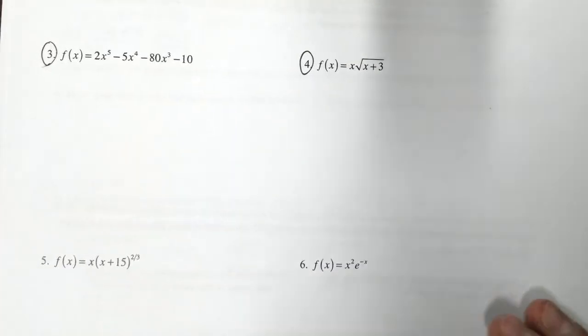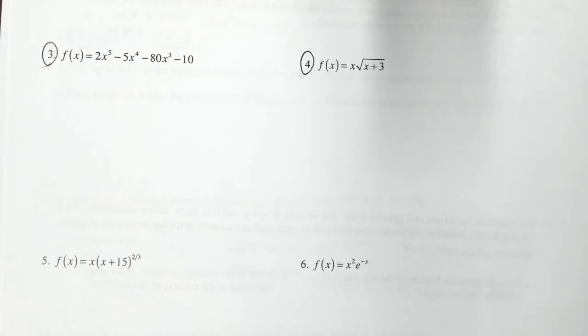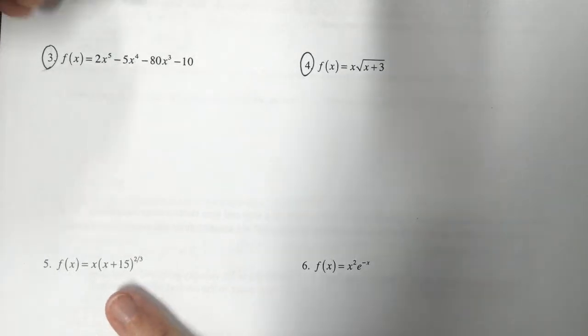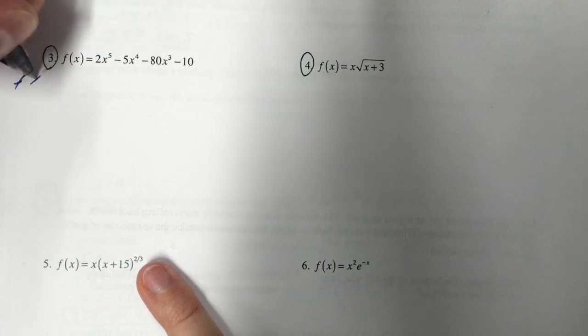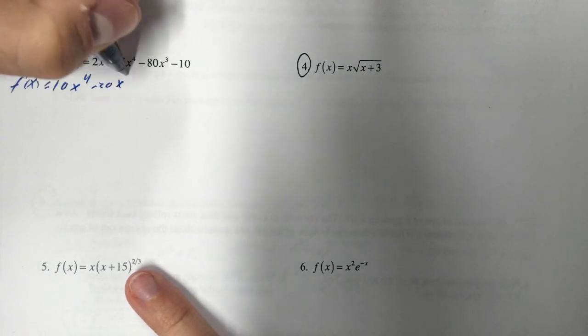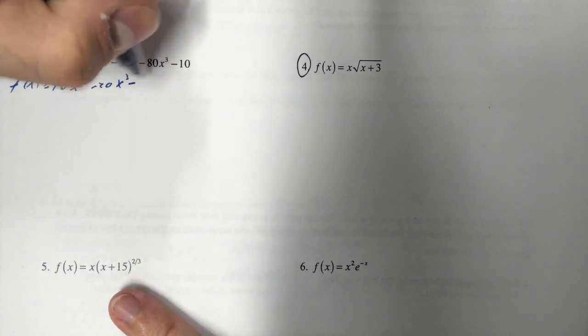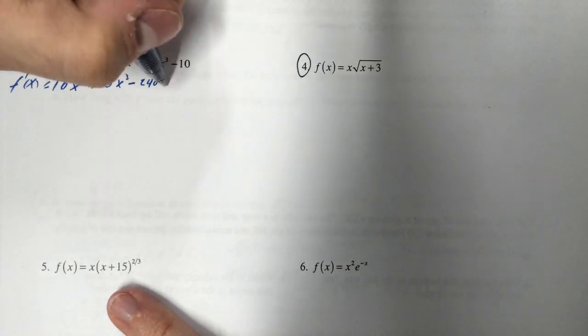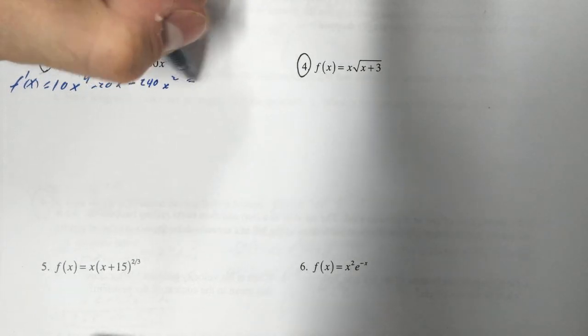Function analysis section. On this first part of function analysis, we will be looking at intervals of increasing, decreasing, and relative extrema. In order to find any of those things, we need to first find critical values of the first derivative. I'm going to do 3 and 4. So f prime of x is 10x to the 4th minus 20x cubed minus 240x squared. We know when does that equal 0.